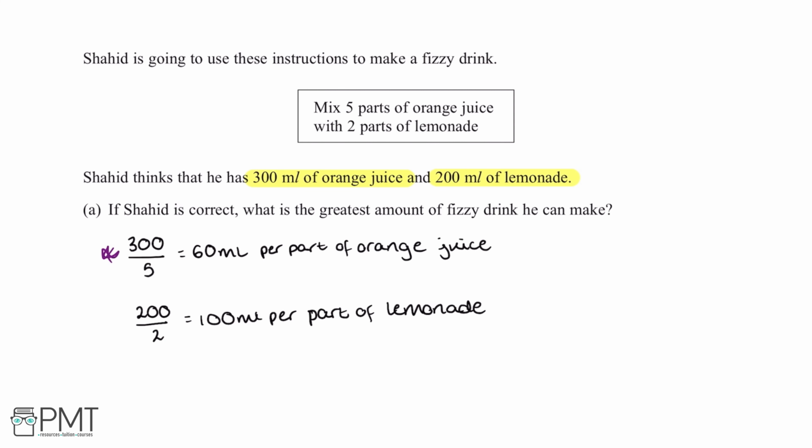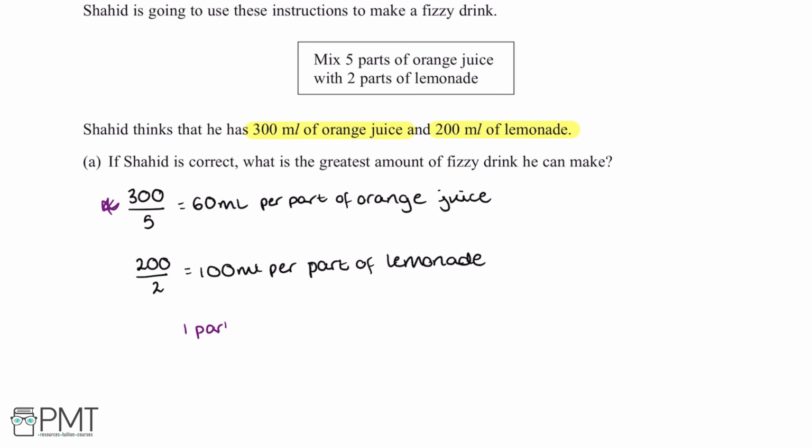So now what we can do is work out the volume of orange juice and the volume of lemonade that will be required. So if 1 part of orange juice is equal to 60 millilitres, then this means that 5 parts will be equal to 60 millilitres multiplied by 5, which gives us 300 millilitres.